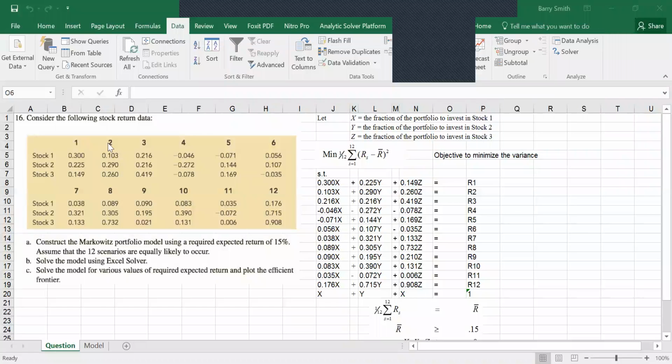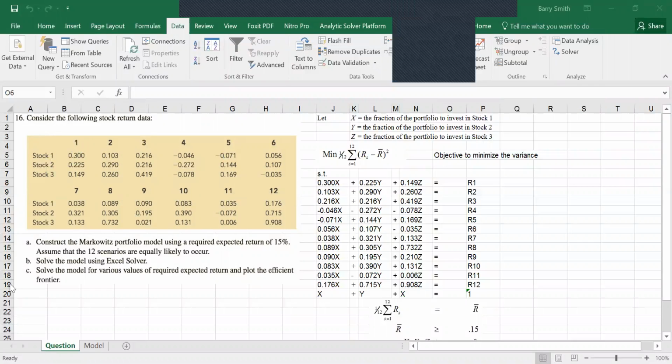Okay, so I'm going to do chapter 13, number 16, and we're supposed to consider the following stock return data. So we have stock 1, 2, and 3, and then we have the 12 different years. And we're supposed to construct the Markowitz portfolio model using a required expected return of 15% and assume the 12 scenarios are equally likely to occur.